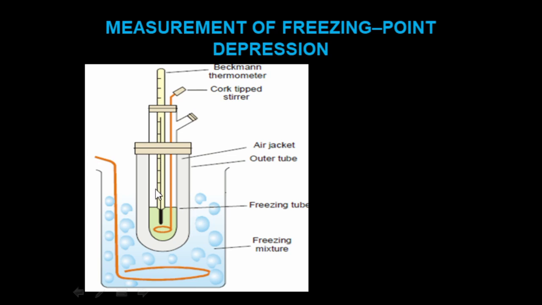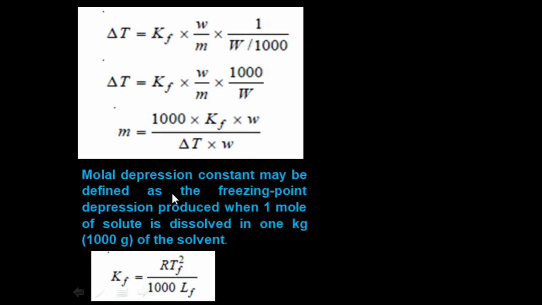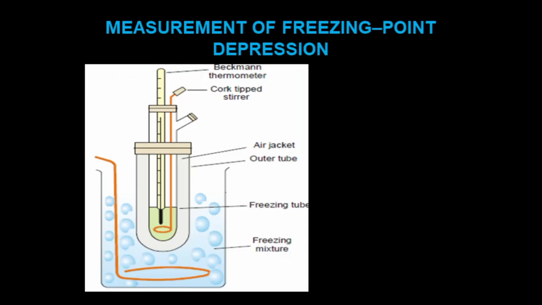The difference in temperature between the freezing point of the solvent and the solution is measured by the Beckmann thermometer. This difference measured by the Beckmann thermometer can be used as such to find out the molecular weight of the solute. This depression of freezing point is usually used to calculate the molecular weight of the unknown solute, and for that we use Beckmann's method to find out the depression of freezing point.